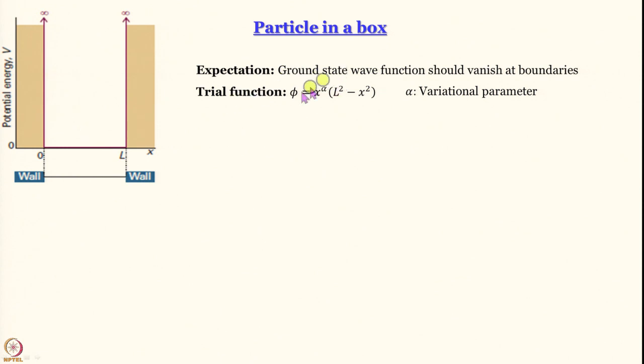Yeah, x to the power alpha is an increasing function, L square minus x square is a decreasing function. The product has to go through a maximum, which is going to occur at L by 2. So, our expectations, the written one and the unwritten one, are both met. We got a trial wave function which has a variational parameter.